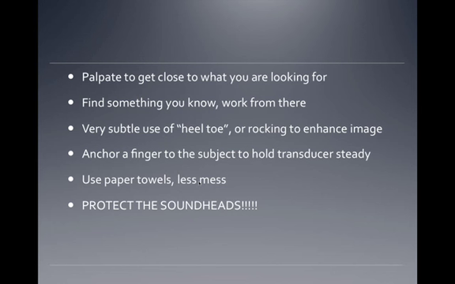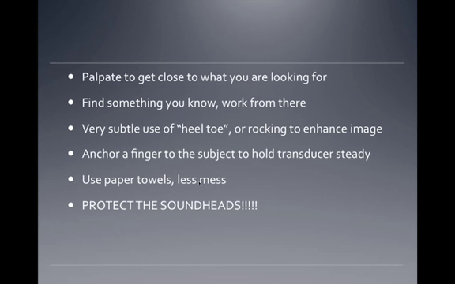You're going to use very subtle rocking of the transducer in order to get a good, clear image. You're going to be doing a heel-toe technique, but very subtle rocking of that to get as perpendicular to the object that you're trying to image as possible.